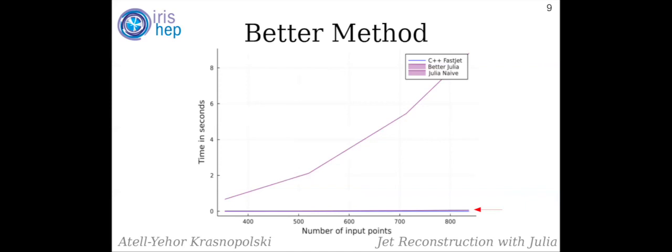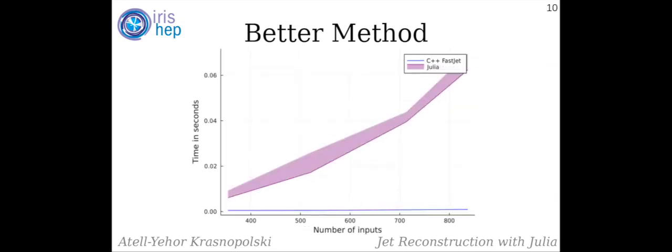So we are down there on the bottom right. You can see the red arrow, which points to where we are. Let's remove the topmost graph so that we can see where we actually are. Again, this implementation still scales poorly in comparison to C++ FastJet, but it's less than a tenth of a second. It's already good.